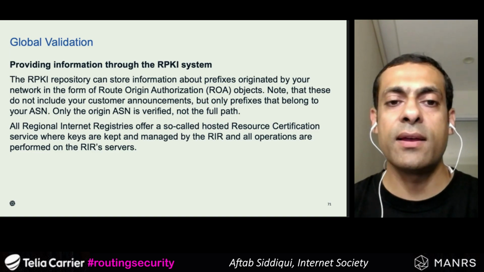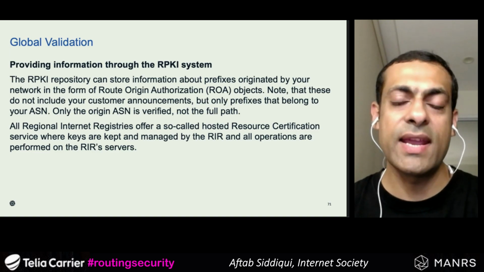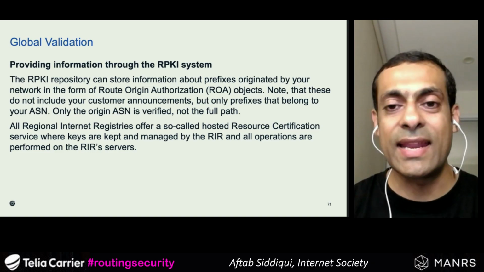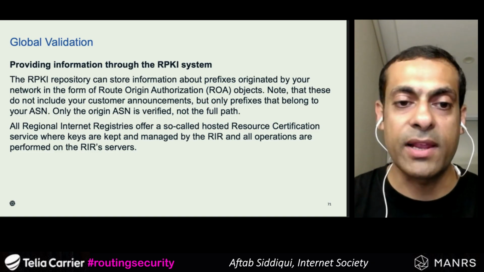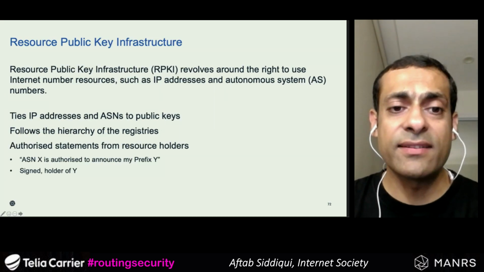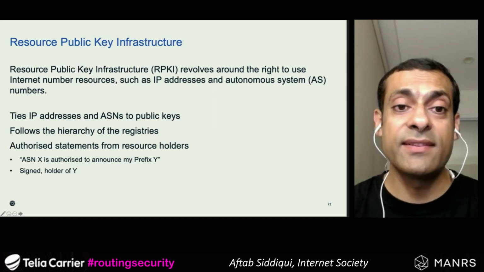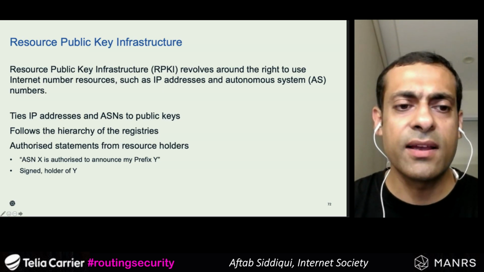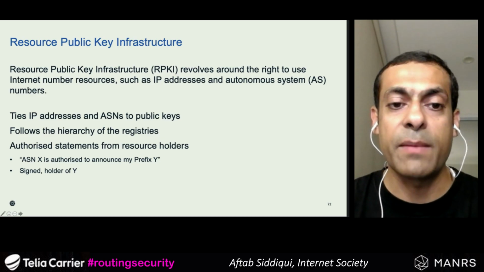Similarly, you can verify the ROA, that who created it and when they created it, and this information is available publicly. So IP address and ASN to public keys. It binds the IP address and ASN to public keys. ASN X authorized to announce my prefix Y.